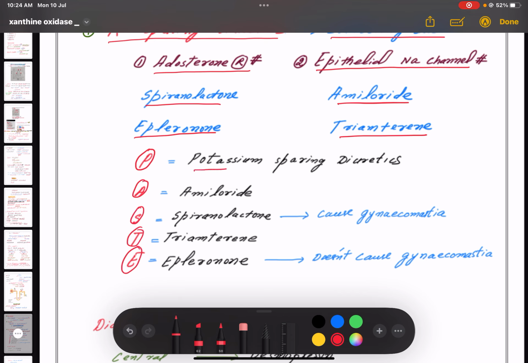P for potassium sparing diuretics, A for amiloride, S for spironolactone, T for triamterene, E for eplerenone. This spironolactone causes gynecomastia because it is one of the dirty drugs. Eplerenone does not cause gynecomastia.